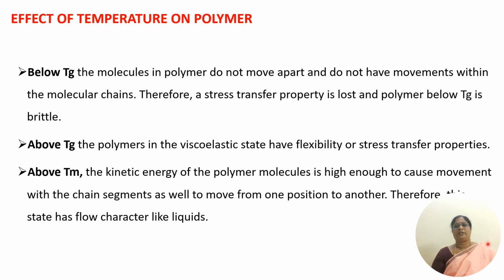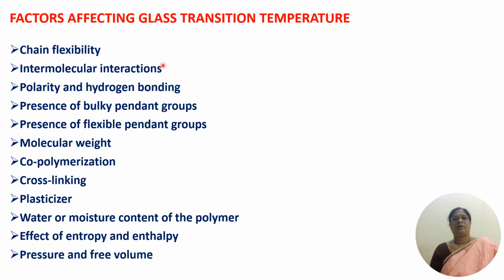Above the melting temperature, the kinetic energy of the polymer molecule is high enough to cause movement within the chain segments as well as to move from one position to another. Therefore, this state has flow character like liquids. Next, let us discuss the factors affecting the glass transition temperature. The first factor which affects the glass transition temperature is the chain flexibility. Flexibility significantly impacts glass transition temperature. A more flexible chain leads to lower glass transition temperature, while stiffer chains result in higher Tg.